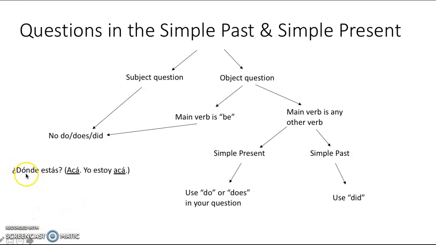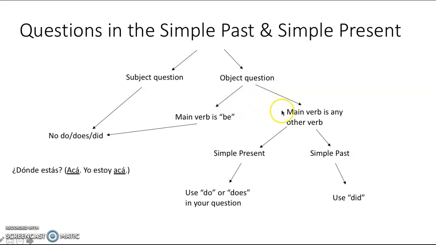Let's look at this next question. If we want to translate ¿Dónde estás? First we imagine the answer. You might say acá. Yo estoy acá o estoy acá. Acá, that's the object. It's towards the end of the sentence, right? Yo would be the subject. So it's an object question.